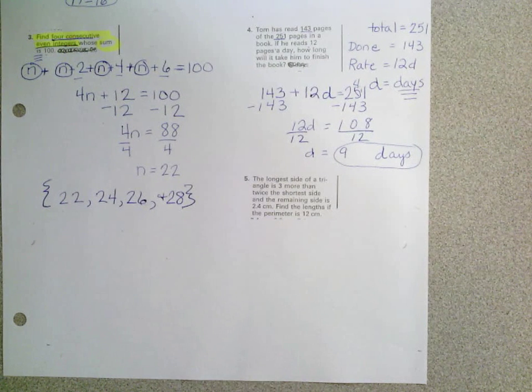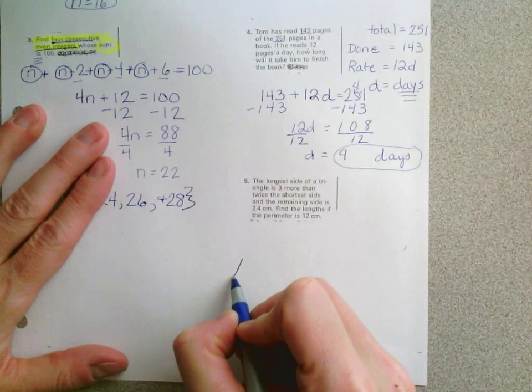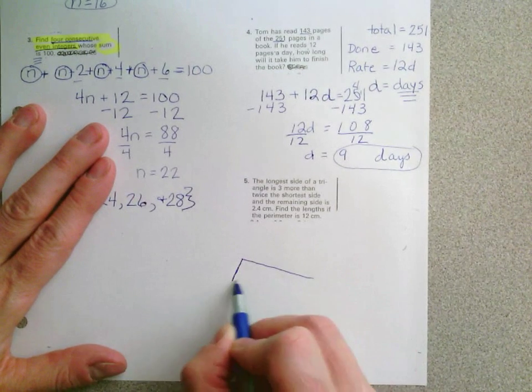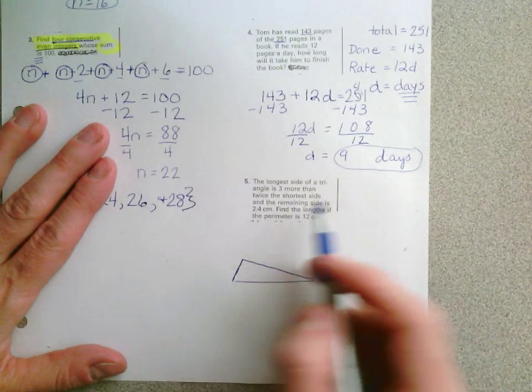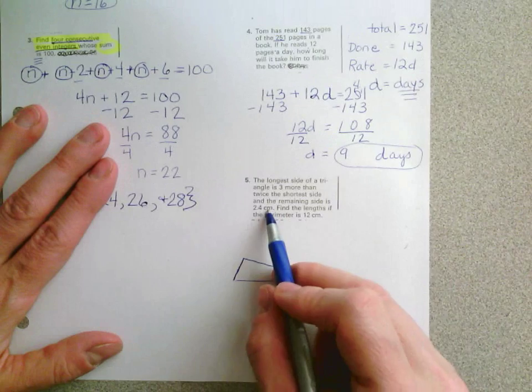The longest side of a triangle is 3 more than twice the shortest side. And the remaining side is 2.4. Okay. Before I even do anything with this, these are baffling to a lot of us. Like 3 more, that would mean like 3 bigger than. 3 centimeters? It doesn't matter. Yeah, I guess it is centimeters.